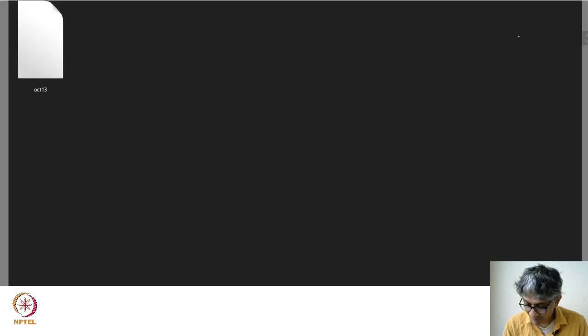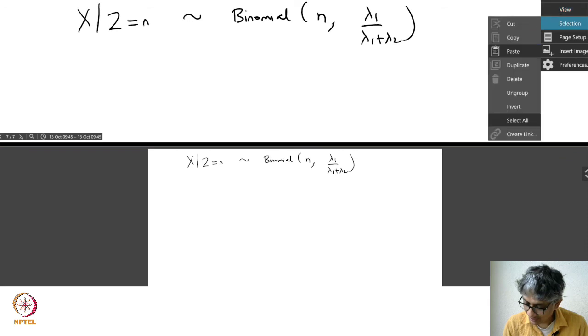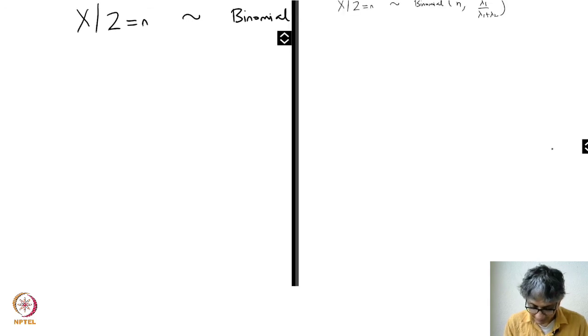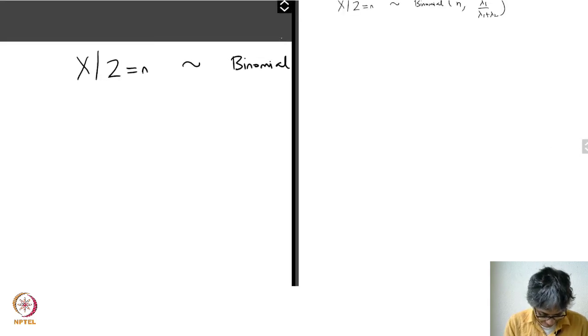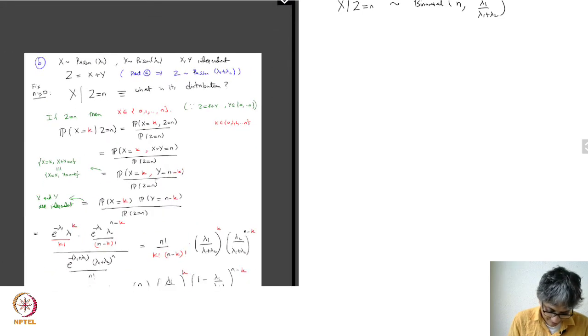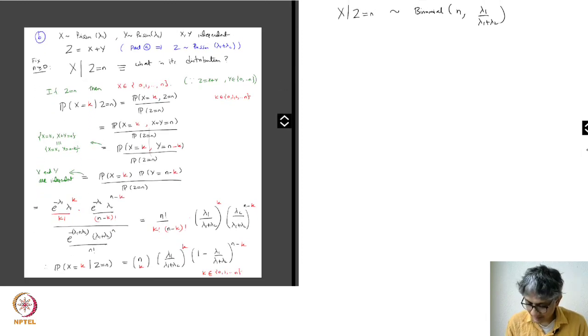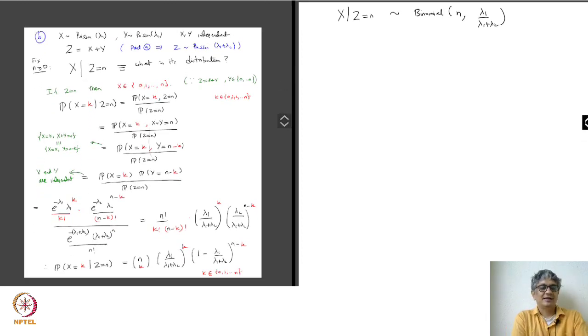So let me just do a split view and show you what the whole calculation is, so you can enjoy the calculation a little bit. This is what we have shown. It's a nice idea, right? You have two independent Poissons, you condition on the sum, then the individual becomes a binomial. It's an interesting idea.